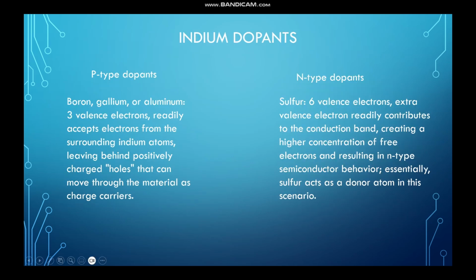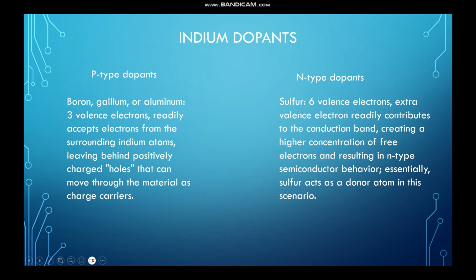So, recommended dopants for indium. For P-type dopants, we have boron, gallium, or aluminum. It's because they are each a group 3 metal with 3 valence electrons, and they readily accept electrons from the surrounding indium atoms, leaving behind positively charged holes, and these basically move through the material as charge carriers.